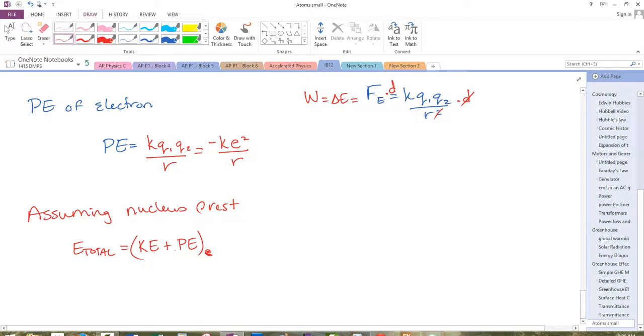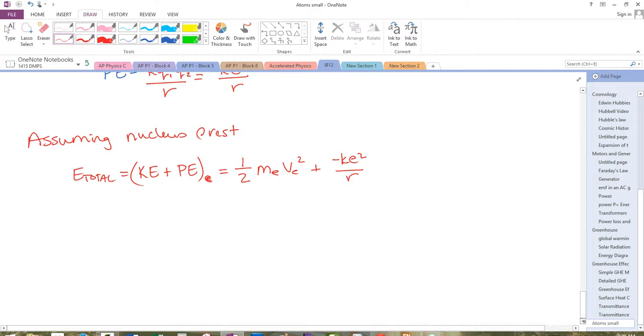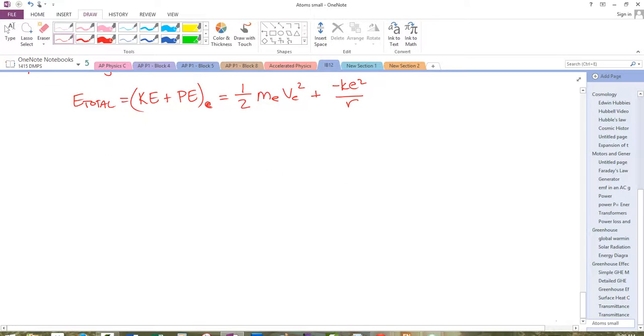So we know that kinetic energy is described by what formula? 1/2 m. And which m are we talking about? Mass of the electron times the velocity of the electron going around squared. Is that okay? And then we're going to add that negative k e squared over r. Then I'm going to switch gears for just a minute. We're going to come back to that equation in a minute, okay?